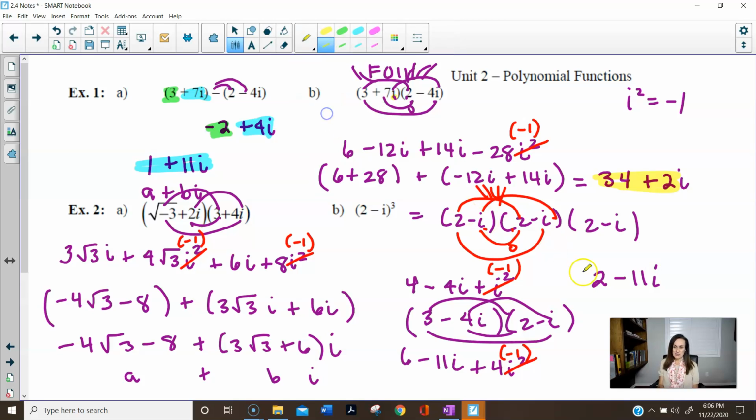And check me on that, but that's what I'm getting. 2 subtract 11i.